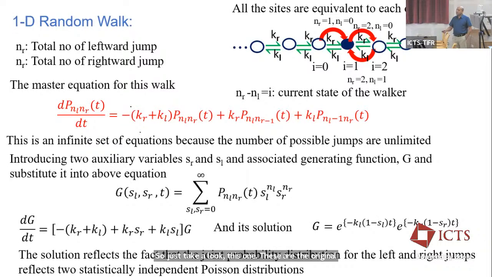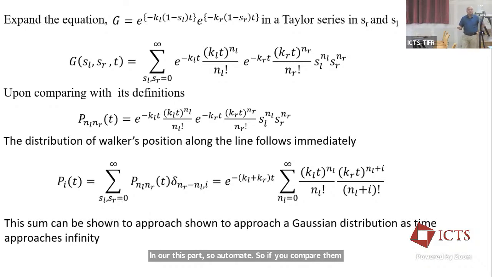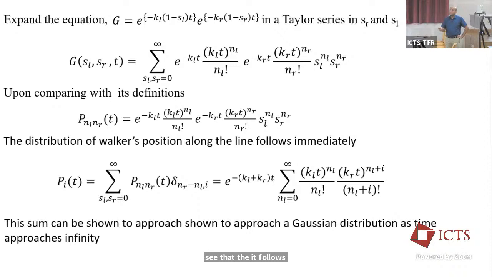This quantity is multiplied by S_L to the power N_L, S_R to the power N_R. That one is already there in this case. The left hand part is basically this P_{NL,NR}. If you compare with the previous expressions, ultimately you will be getting this kind of probability function, and you see that it follows a Poisson distribution. It is two independent Poisson processes, and ultimately it's a product of these two Poisson processes.